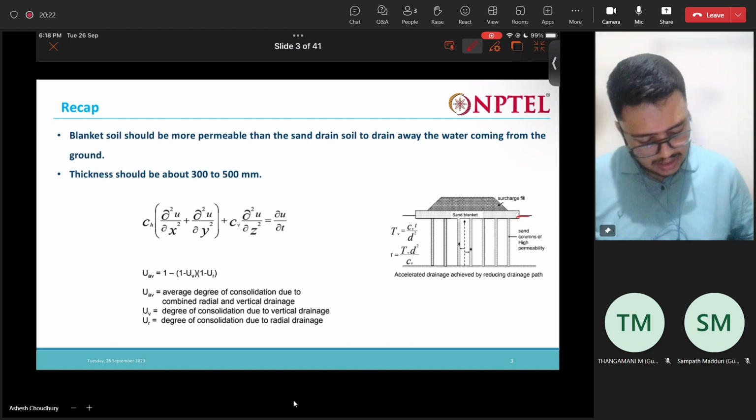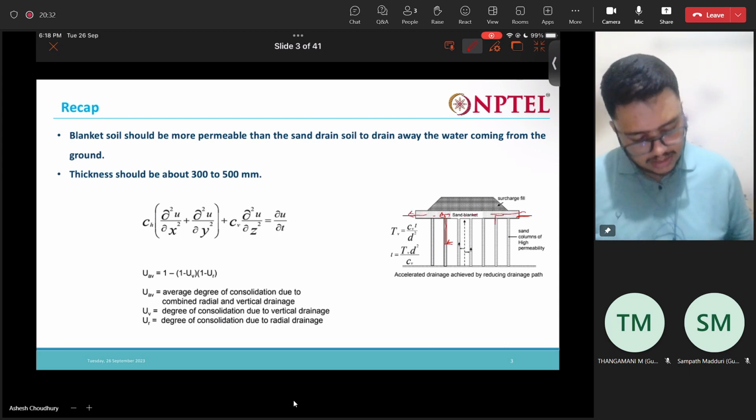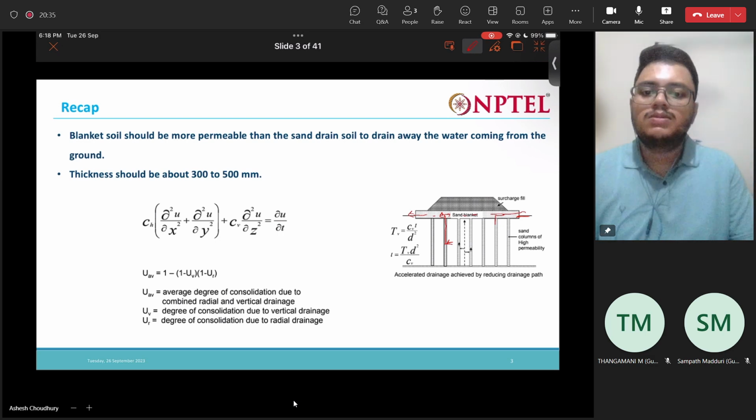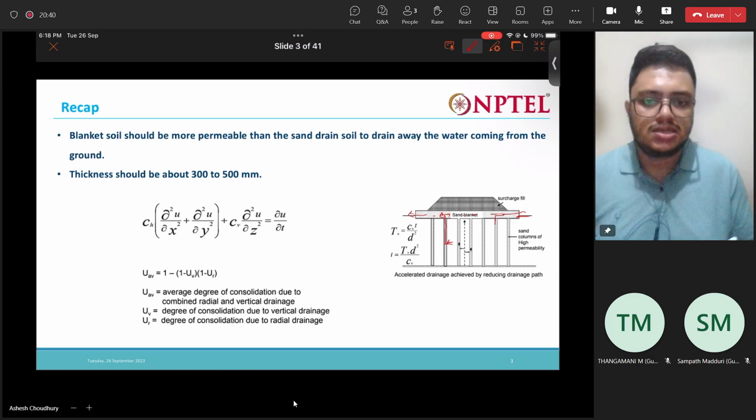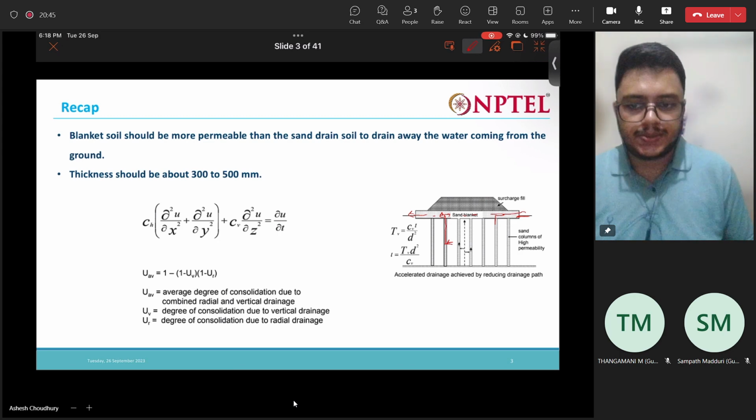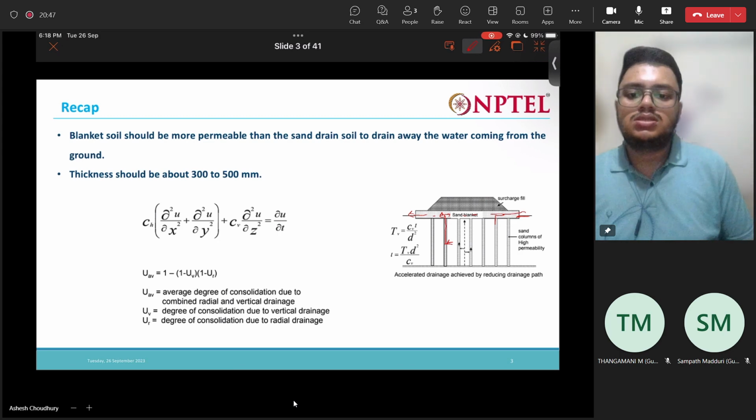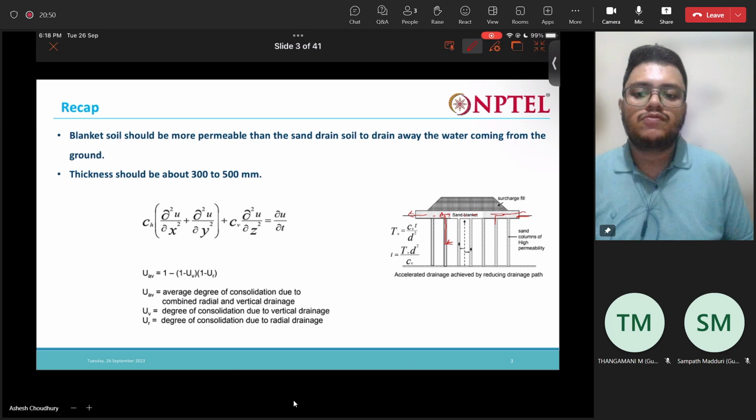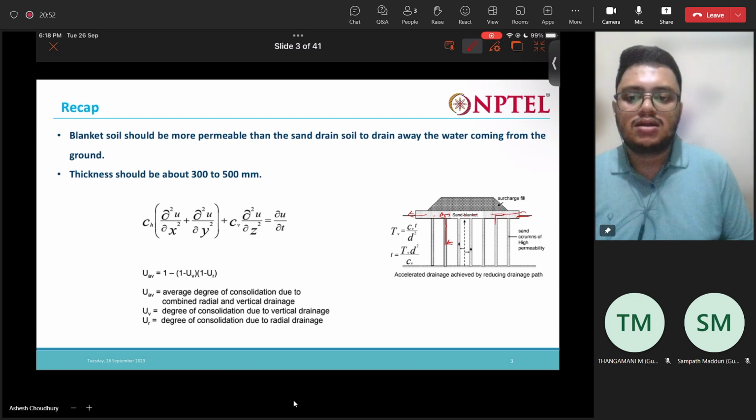This blanket soil will act as a drainage path. So water will come from here, enter this sand drain, go above, come here, then drain out like this. This blanket soil should be more permeable than the sand drain to drain away the water coming from the ground, and the thickness should be about 300 mm. Now the equation that you see next is the three-dimensional consolidation equation, the 3D Laplace equation.